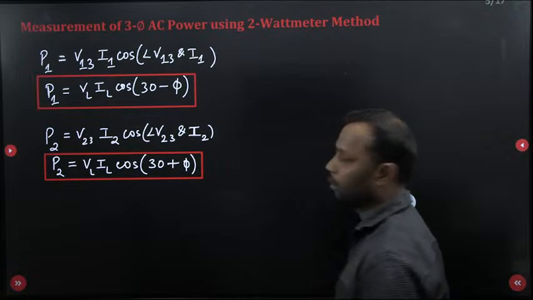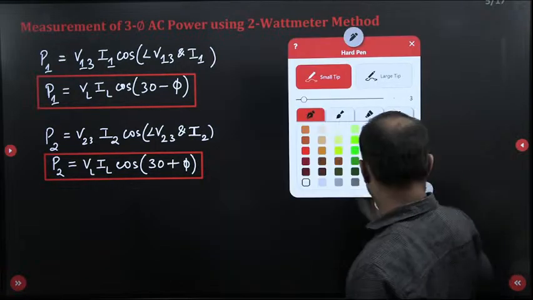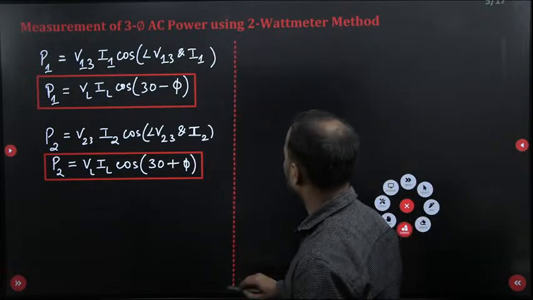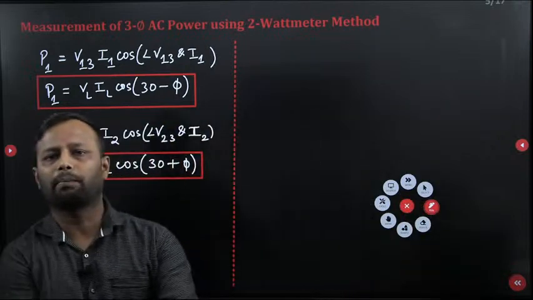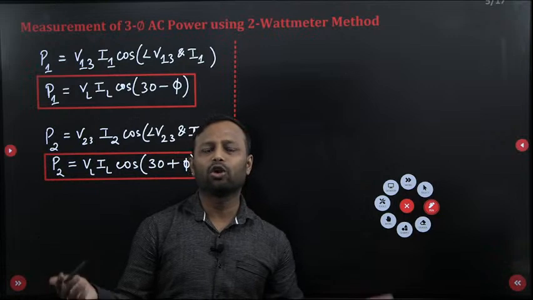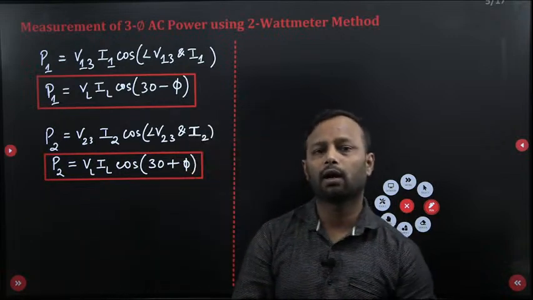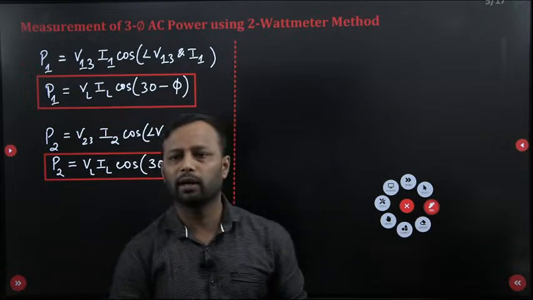Okay, all right. So yeah, we have got the individual power, but how are we going to measure the total power? So the total power is going to be measured by the combination of these two individual meter readings. What I mean to say is, add these two, we are going to get the three phase power.